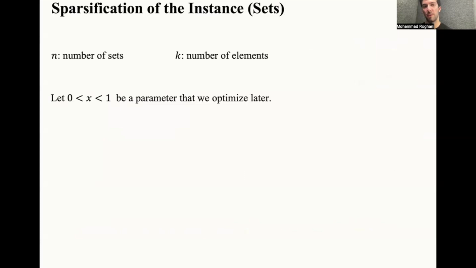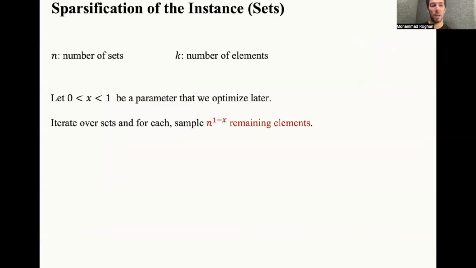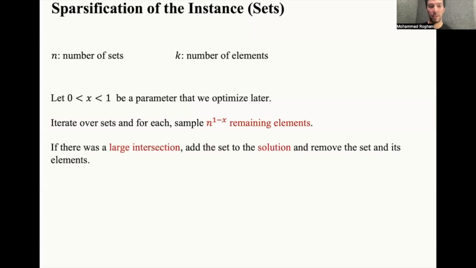We can also sparsify the sets. Suppose that we iterate over the sets one by one, and for each of them we sample n to 1 minus x remaining elements in the universe uniformly at random. If there is a large intersection between the sampled elements and the set that we are iterating over, we add the set to the solution and remove the set and its elements.